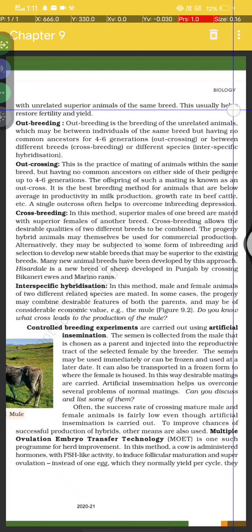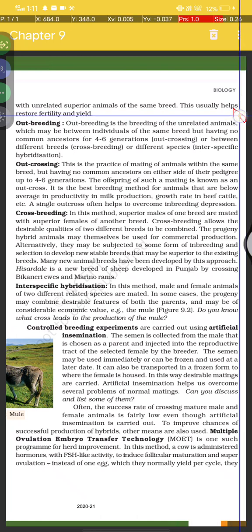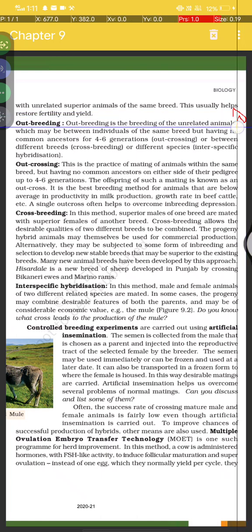with unrelated superior animals of the same breed. This usually helps restore fertility and yield. Outbreeding is the breeding of unrelated animals, which may be between individuals of the same breed but having no common ancestor for 4 to 6 generations, called outcrossing, or between different breeds, called cross-breeding, or between different species, like interspecific hybridization.